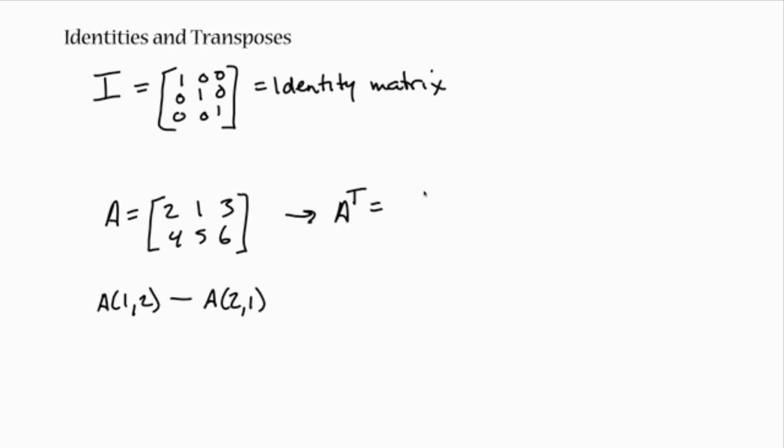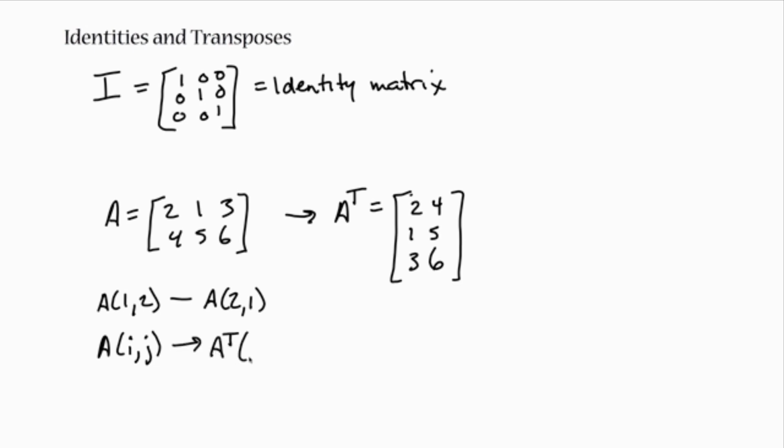So A transpose is going to be 2, 4, 1, 5, 3, 6. So I just flipped it. I think of it as being flipped sort of 45 degrees, but I guess it's actually 90 degrees really. So the transpose of a matrix takes each one of its row and column elements and flips its rows for columns and puts them in the other space. So in general, that means all A element ij become A transpose element ji.